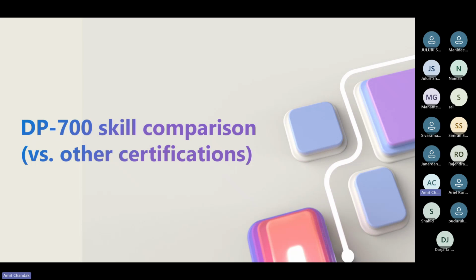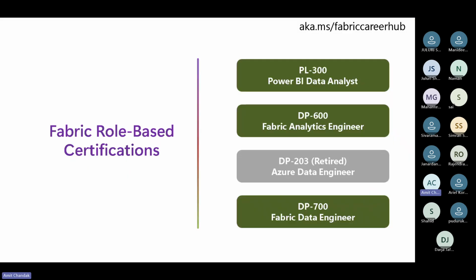So DP 700 versus others. We have PL 300, which is for Power BI. This certification is primarily focused on Power BI. So if you are a Power BI engineer working primarily on Power BI, then PL 300 is for you. Now, if you are a Fabric Analytics engineer, focusing more on Power BI and SQL, not very in depth in PySpark or data engineering, then DP 600 is the exam for you.